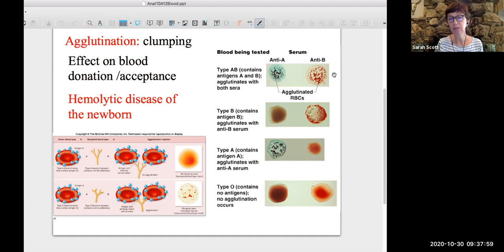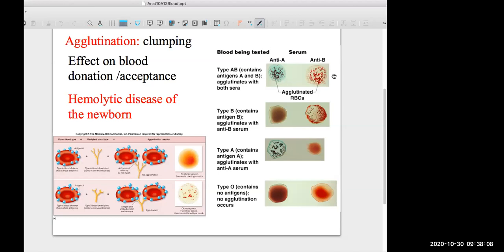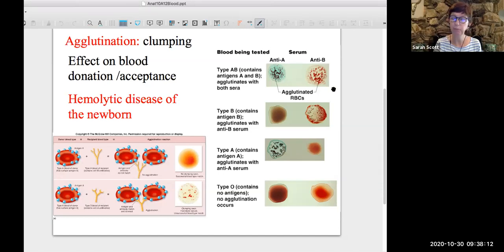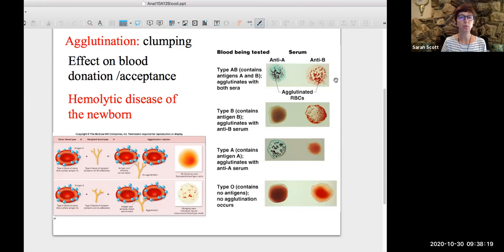Okay, and then the third drop would be for the Rh factor. And agglutination would mean that you're positive. A lack of agglutination would mean you're negative. Okay, so with just 3 drops of blood and 3 different antibodies, you can tell which blood type you are. All right, so why is that important? Well, it's important because early on in medicine, people tried to save the lives of patients by giving them blood.